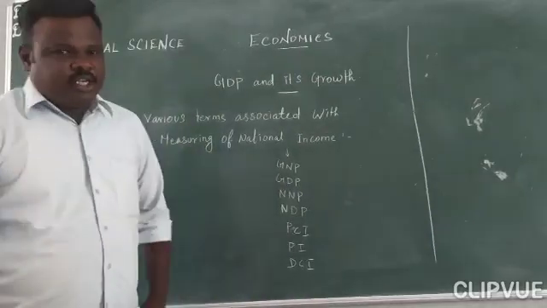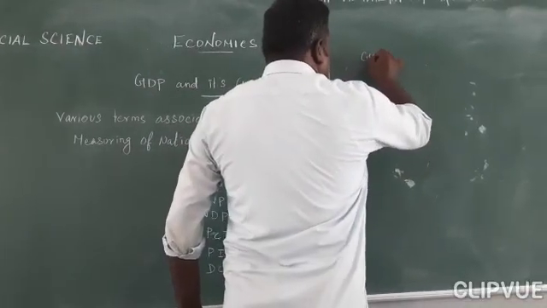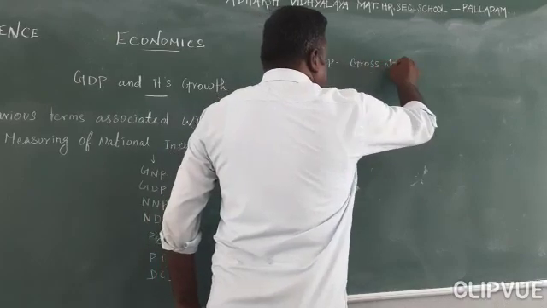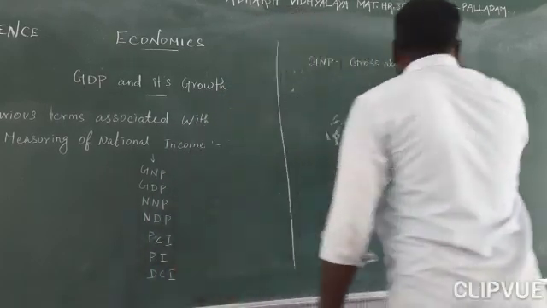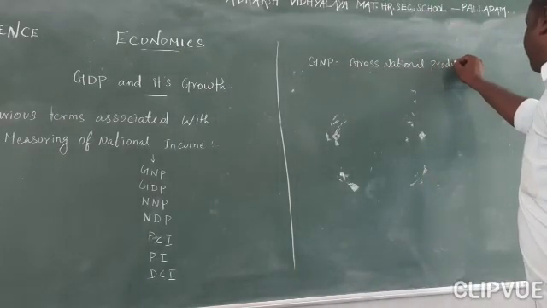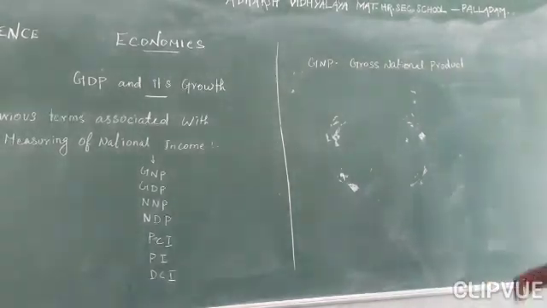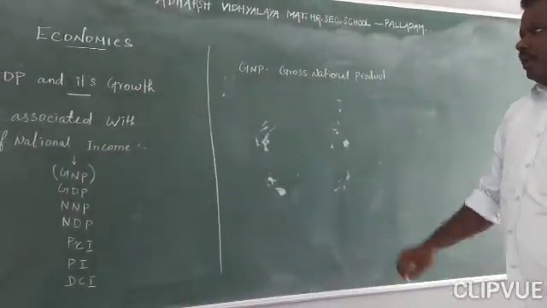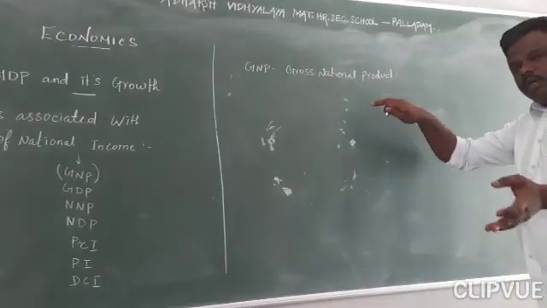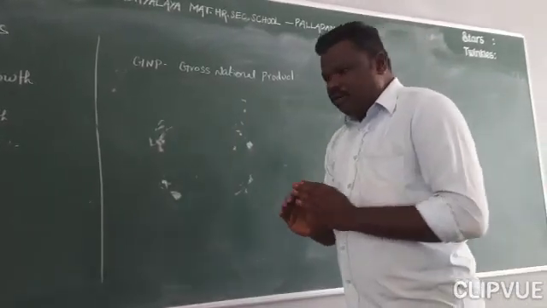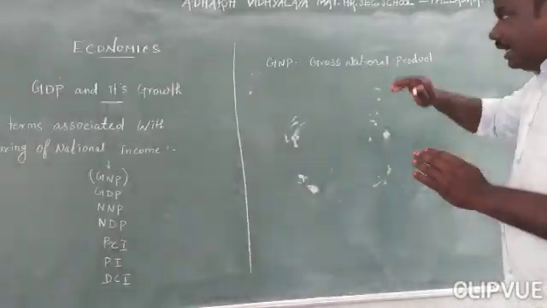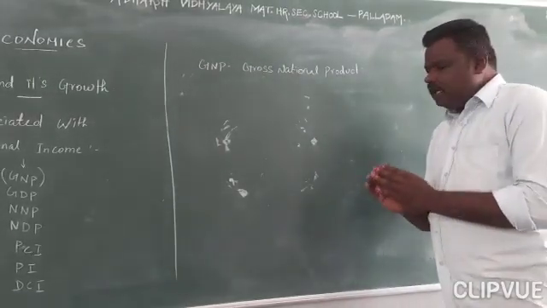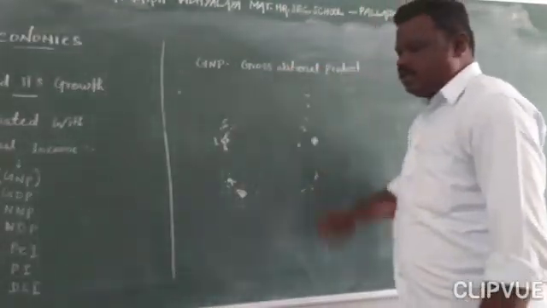Okay, first we'll see about GNP. So what is GNP? That is gross national product. I already said national income is also known as gross national product. So here the same: the total value of goods and services, the income received. So the total income is calculated in the gross national product.